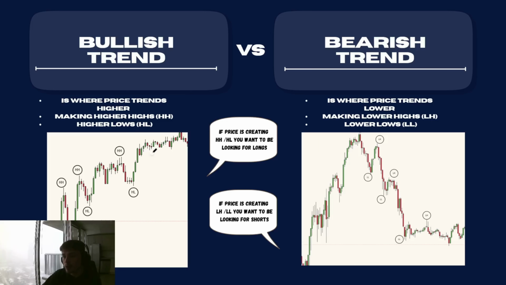So this is the difference between a bullish trend versus a bearish trend. A bullish trend is obviously trending higher, making higher highs and higher lows. As you can see right here, higher high, higher low, higher high, higher low. We just keep breaking structure above, just keep trending up. Versus a bearish trend, where price is moving lower, creating lower highs and lower lows. Lower low, lower high, lower low, lower high. And you can see right here, we just keep breaking structure lower.